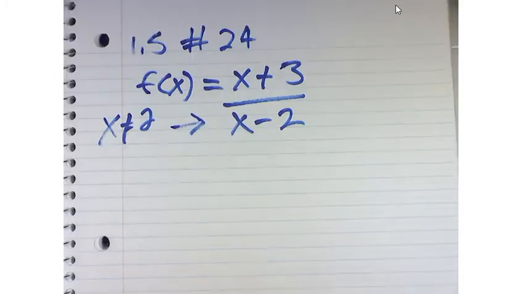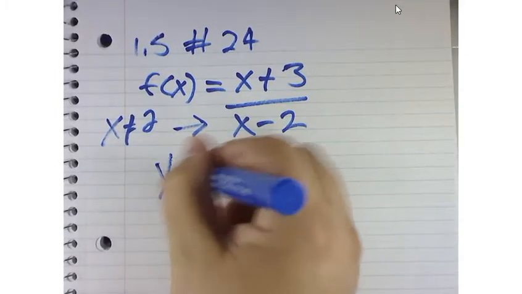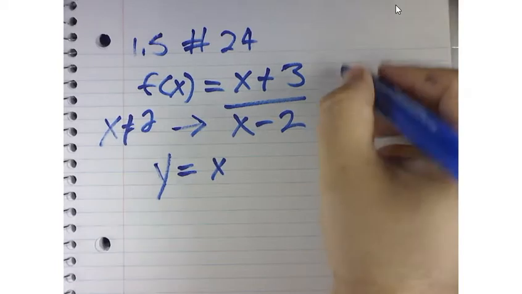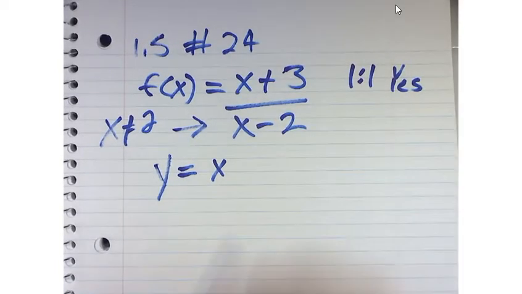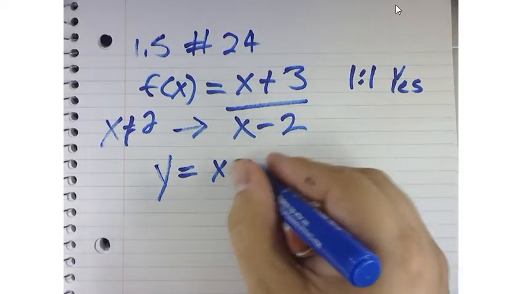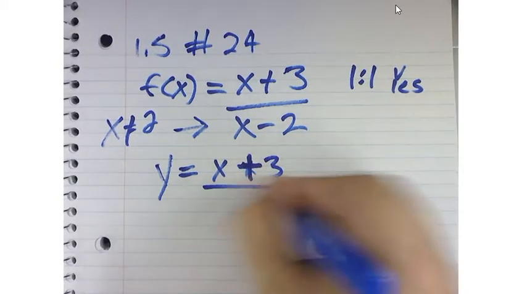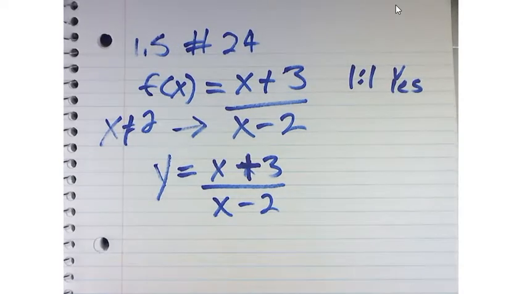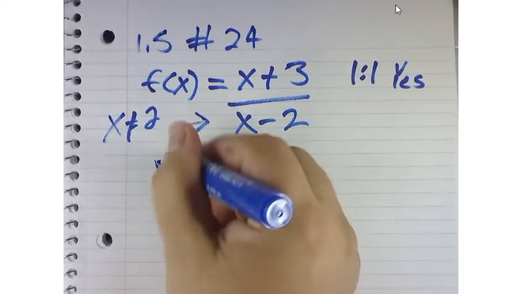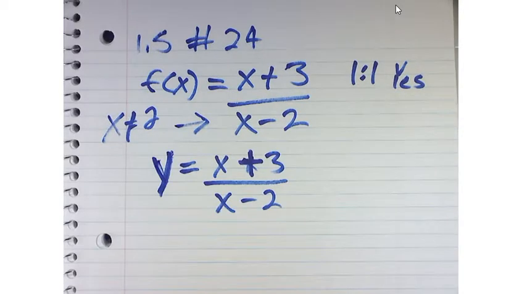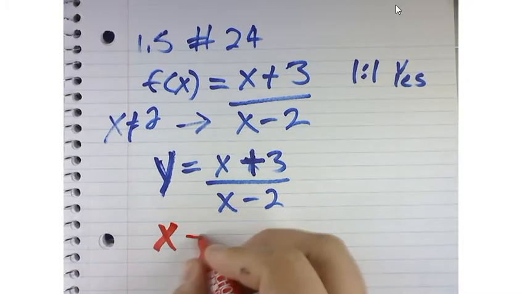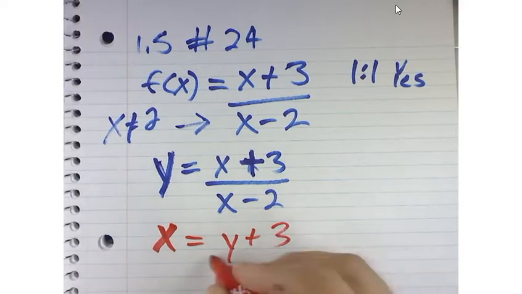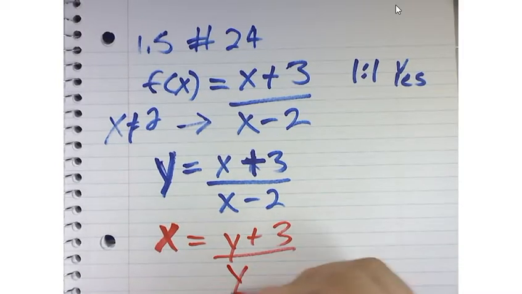So since we know that it's a one-to-one function, yes. Okay, since we know it's a one-to-one function, we rewrite the function x plus 3 all over x minus 2, but we replace the function notation by putting a y in for f of x. The very next step that we would do is wherever there is a y, we put an x, wherever there's an x, we put a y. So we rewrite the equation x is equal to y plus 3 all over y minus 2.